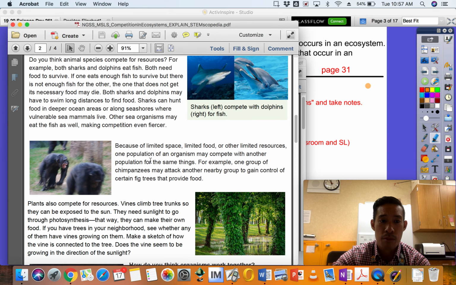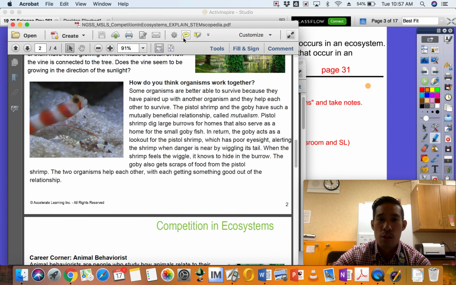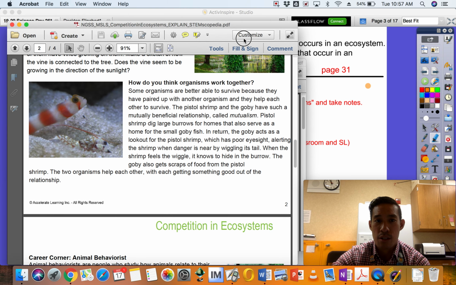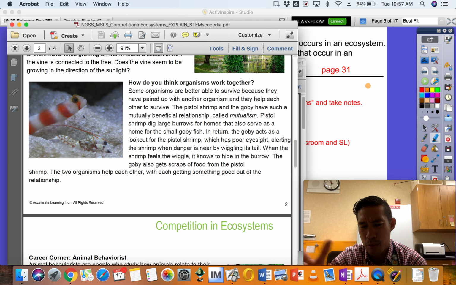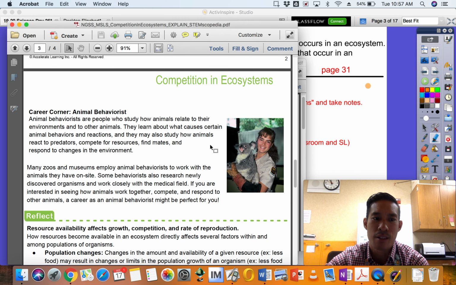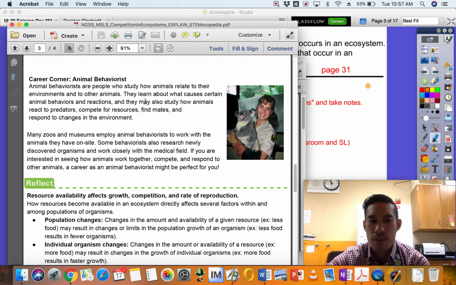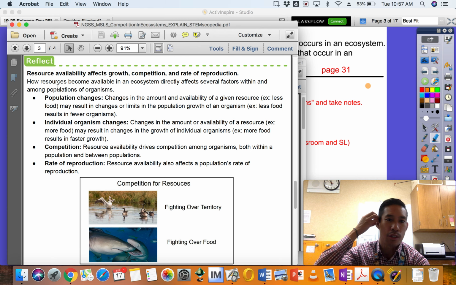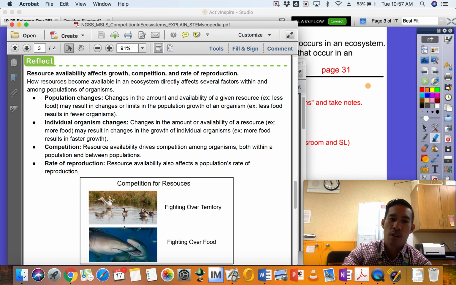Write down any notes that are important. And then the last one, how do you think organisms work together? There are other interactions that occur in an ecosystem. So working together, to me, that's mutualism, but it's very much a form of dependent relationship. It's a very specific type of dependent relationship. So this mutualism, I think, is pretty important to read and understand. Okay, I like this reflection piece. It identifies a lot of causes for growth, competition, and reproduction. So resource availability. How do limited resources alter all this stuff? So I think this is pretty good.